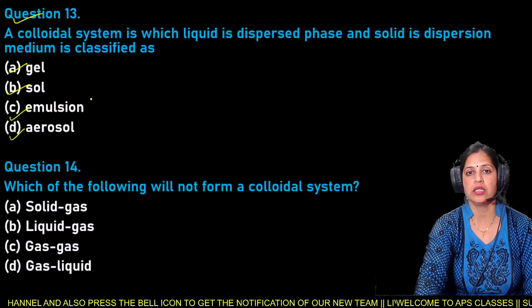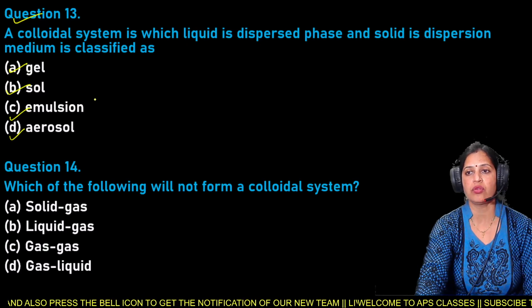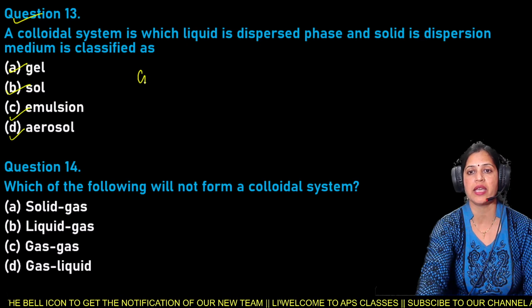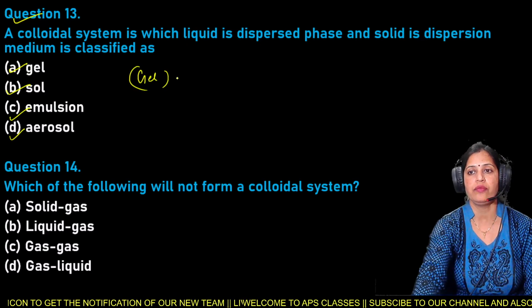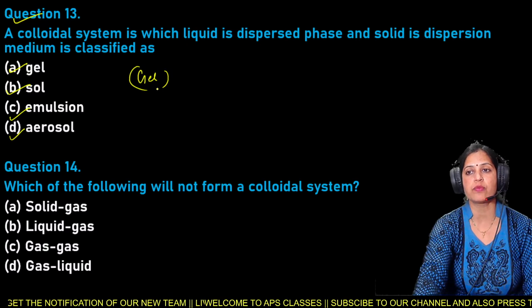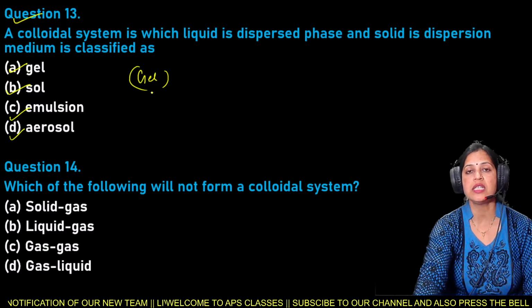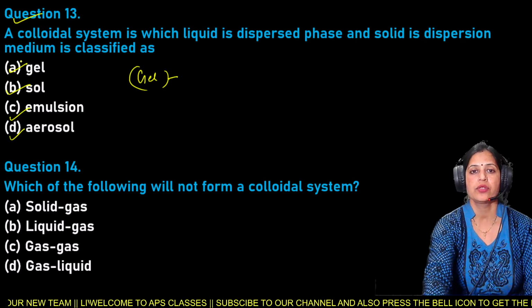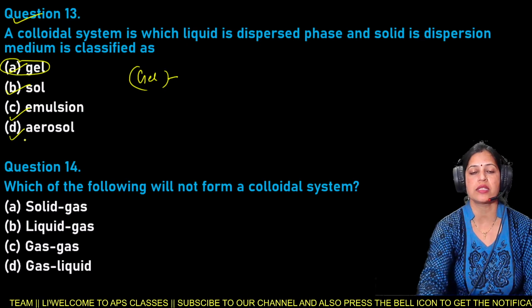A colloidal system in which liquid is the dispersed phase and solid is the dispersion medium is classified as gel. So this is the right answer.